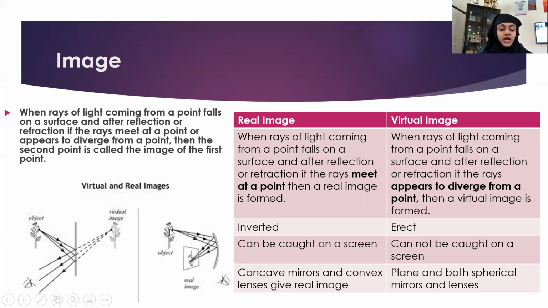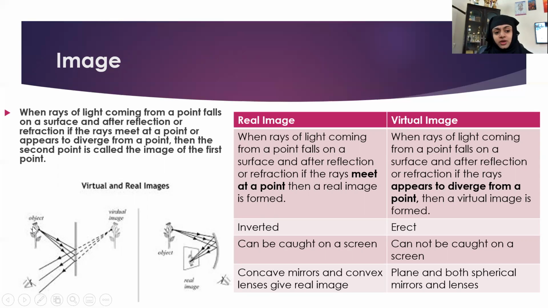Here, light from this flower is incident on a mirror. This is a curved mirror. After reflection, all of them join at a point, and there we can get the image of the object. We can get the image of the flower. So this is a case where the rays really meet or join together. We will get an image then.